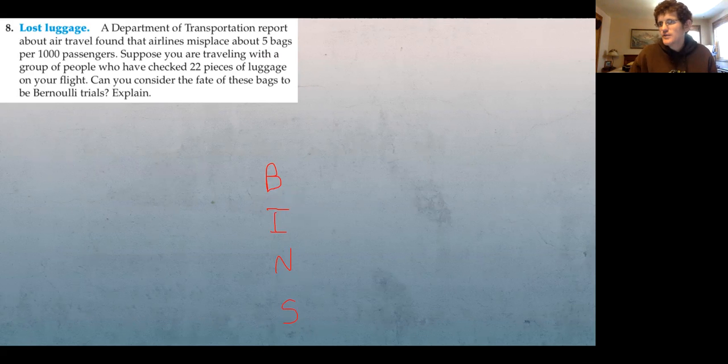So I guess the question, without running through all 4 of them, is does this meet all conditions? And if it doesn't, which condition does it fail with?